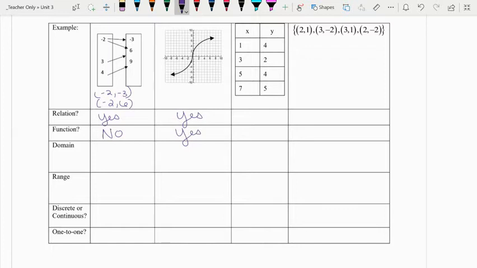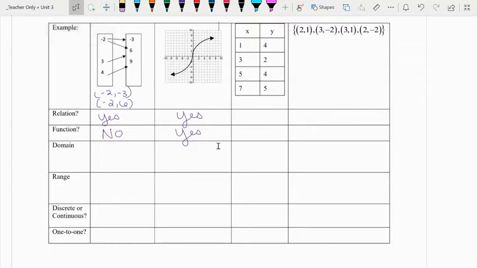The way to check this is a vertical line test. If I have a vertical line and I move it across the graph like this, it should only ever touch at one point at a time, never at 2 points. Because of that, it passes the vertical line test, which means that this is a function.